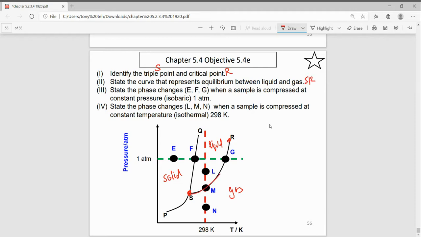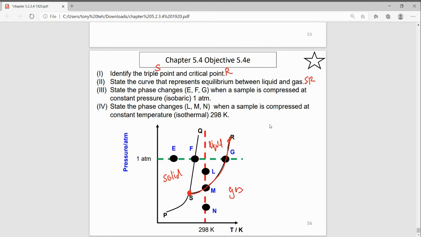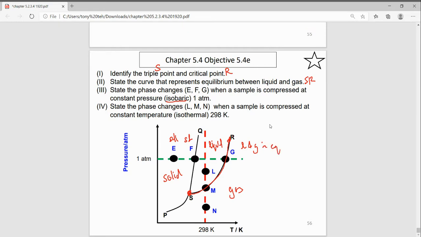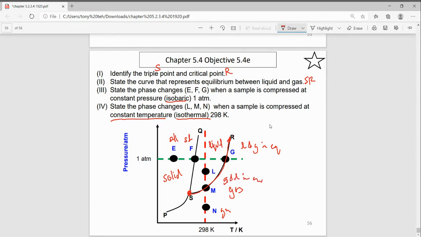State the phase changes EFG when a sample is compressed at constant pressure. Constant pressure, we also call it isobaric. Okay, so we know that E is solid, F is solid and liquid in equilibrium, and then G is liquid and gas in equilibrium. Okay, another one is constant temperature, we call it isothermal as well. So N is gas, M is gas and liquid in equilibrium, L is only liquid.